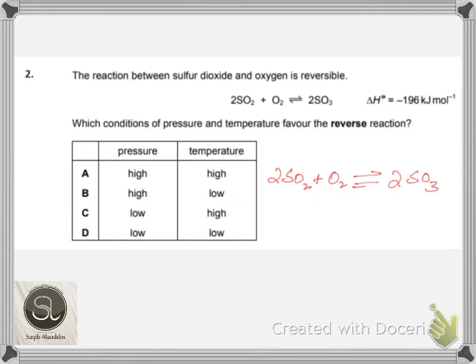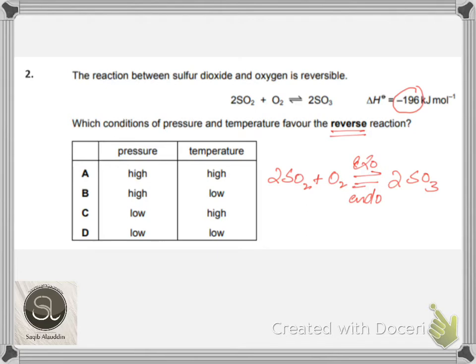Okay, question number 2. The reaction between sulfur dioxide and oxygen is reversible. So we are given this reaction. Which conditions of pressure and temperature favor the reverse reaction? Okay, now remember that delta H of the reaction is negative. That means the forward reaction is exo and backward reaction of course is endo.